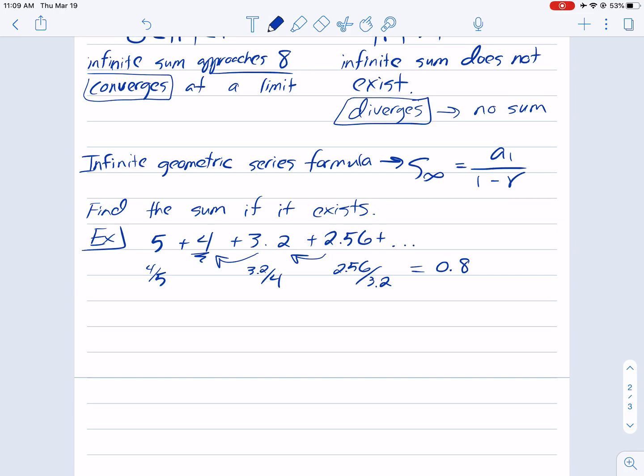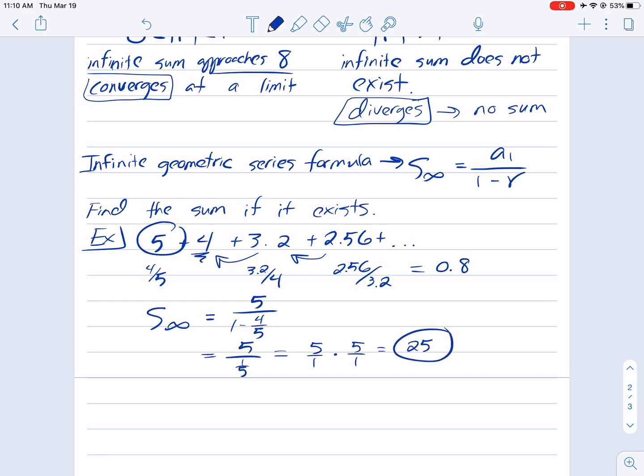So we can find this sum. And we would just plug it into our infinite geometric series formula. First term is 5. 1 minus your ratio. Our ratio is 0.8. I'm just going to use a fraction because it'll be less work. We don't have to use a calculator here. We get 5 over 1 minus 4/5, which is 1/5. And then we have a complex fraction, a fraction within a fraction. We've done these before where we just multiply by the reciprocal and we get 25.